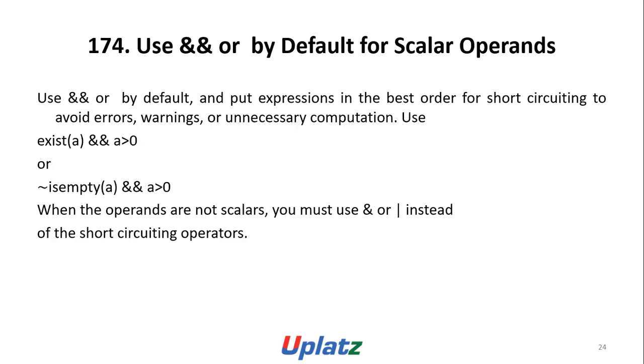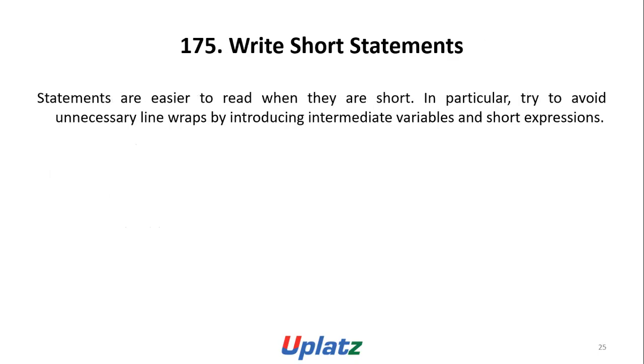Use && and || by default for scalar operands. Use && and || by default, and put expressions in the best order for short circuiting to avoid errors, warnings, or unnecessary computation. Use exist A and A greater than 0, or isempty A and A greater than 0. When the operands are not scalars, we must use ampersand or pipe instead of short circuiting operators.